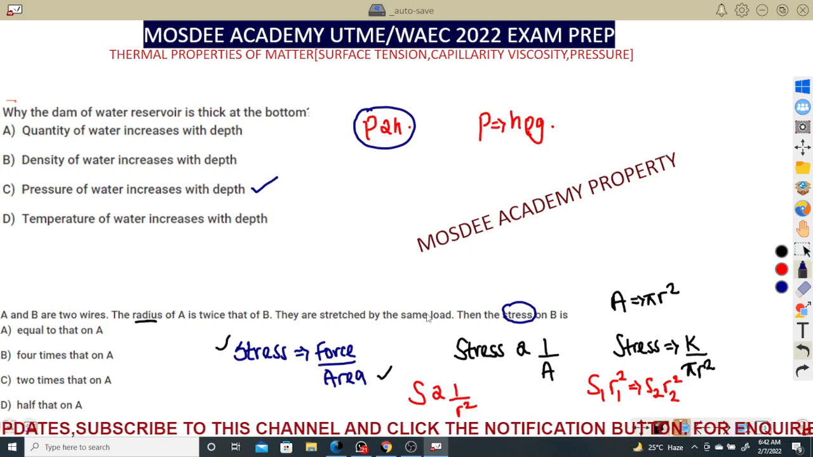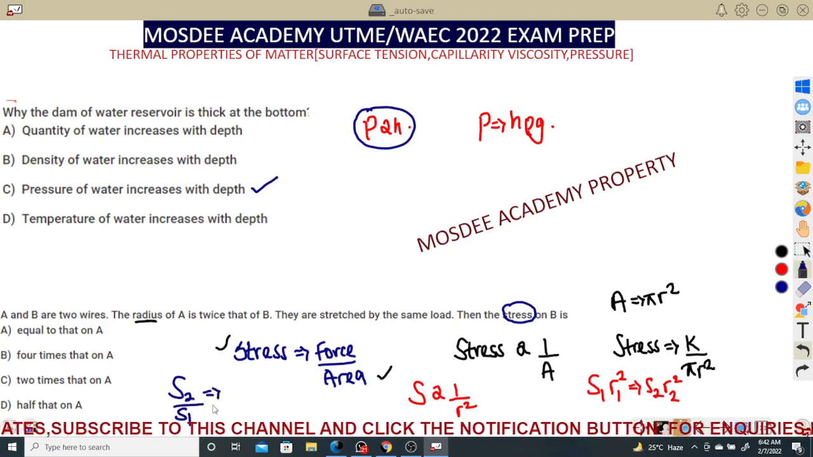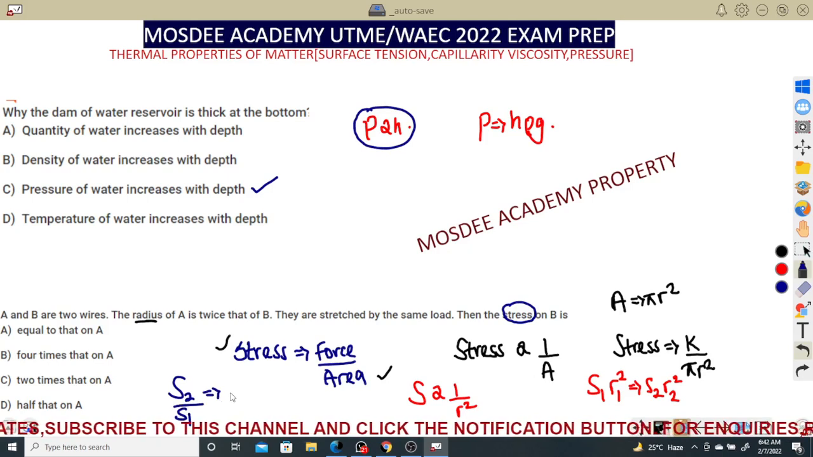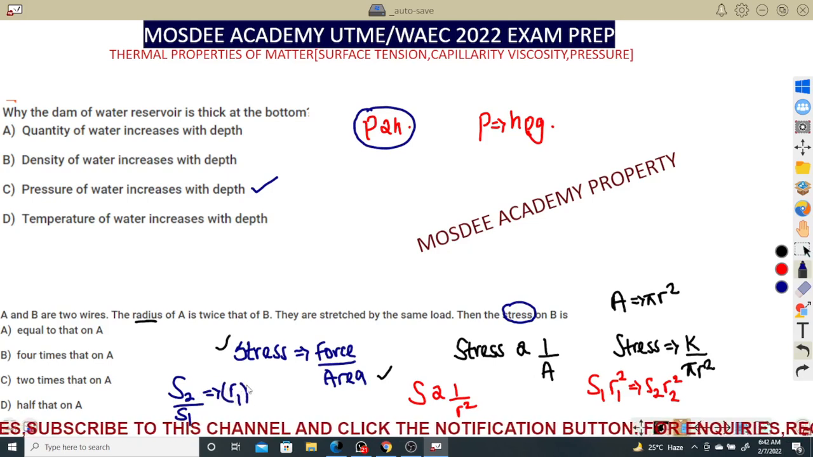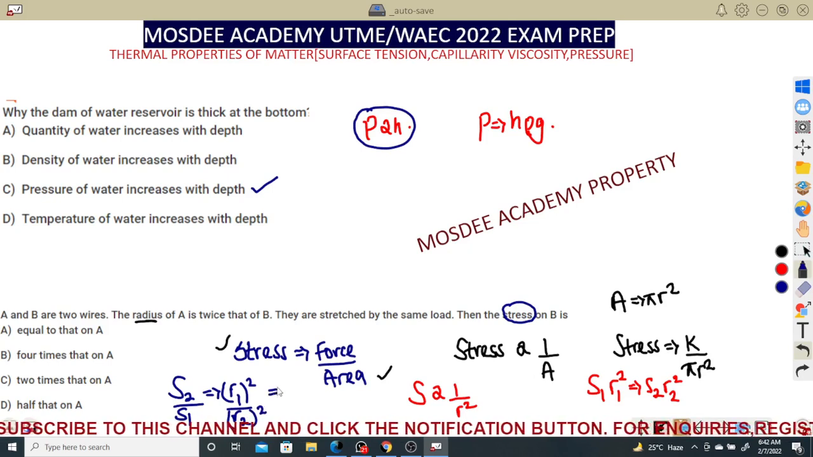So the stress on B, I'm going by stress 2 over stress 1. Stress 2 over stress 1 is equal to, as you can see, you don't need to waste your time, radius 1 squared over radius 2 squared. So it's so easy to actually finalize my answer now.